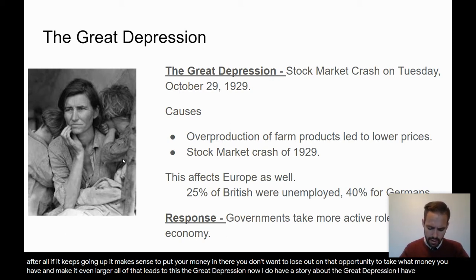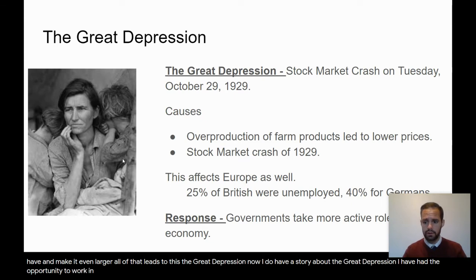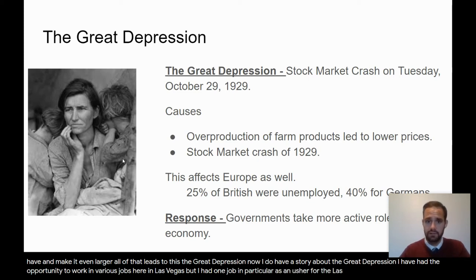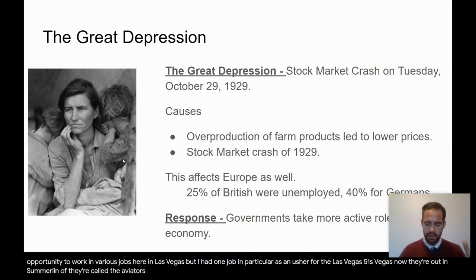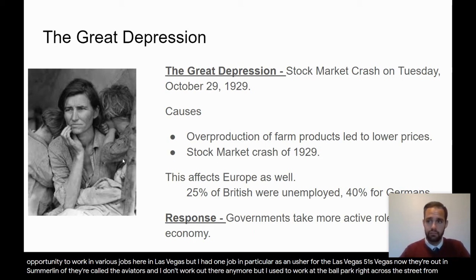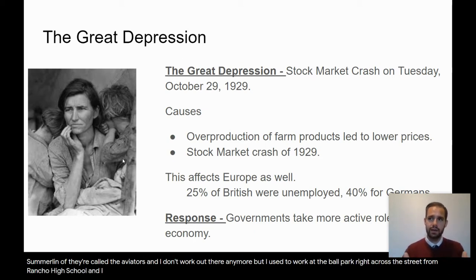I have had the opportunity to work in various jobs here in Las Vegas, but I had one job in particular as an usher for the Las Vegas 51s, back when they used to play in North Las Vegas. Now they're out in Summerlin and they're called the Aviators. I don't work out there anymore, but I used to work at the ballpark right across the street from Rancho High School. And I met a person named Valeria Green, who was 94 years old when I met her.